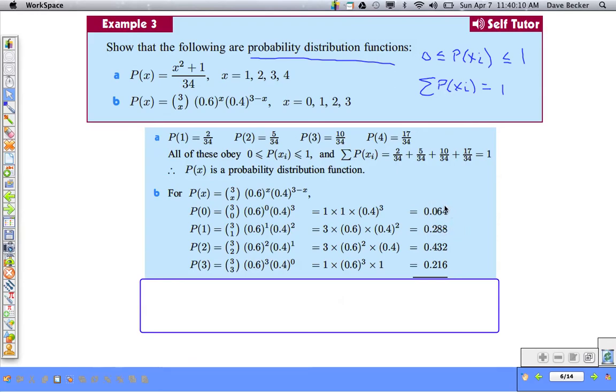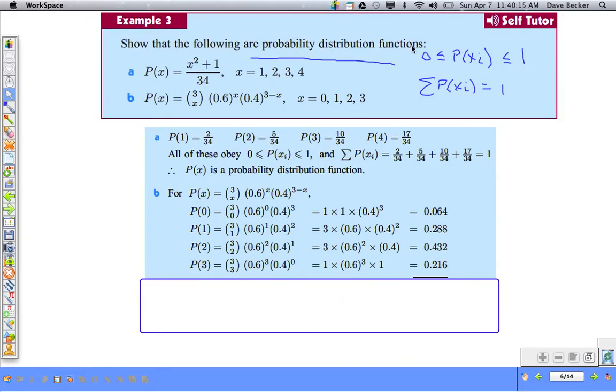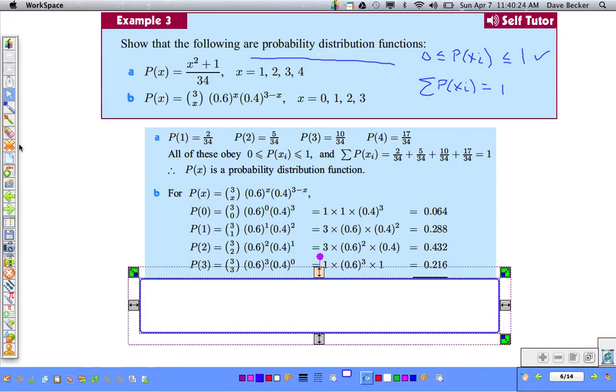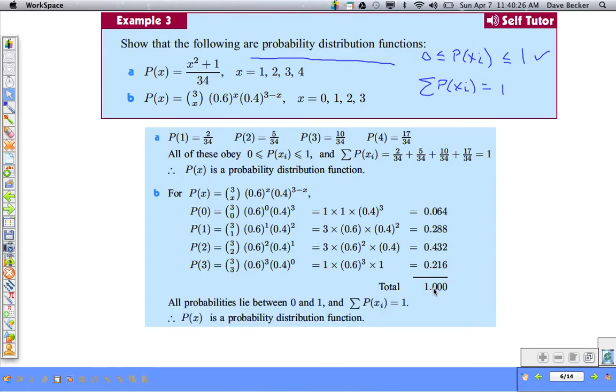These are the probabilities. Each one of them is less than 1, so I've satisfied this criterion right here. And then, do these add up to 1? They certainly do. If you add these up, they add up to 1. So we have proven it. All probabilities lie between 0 and 1, and the sum of the probabilities is 1. Therefore, both of these are probability distribution functions. They must satisfy both of those criteria.